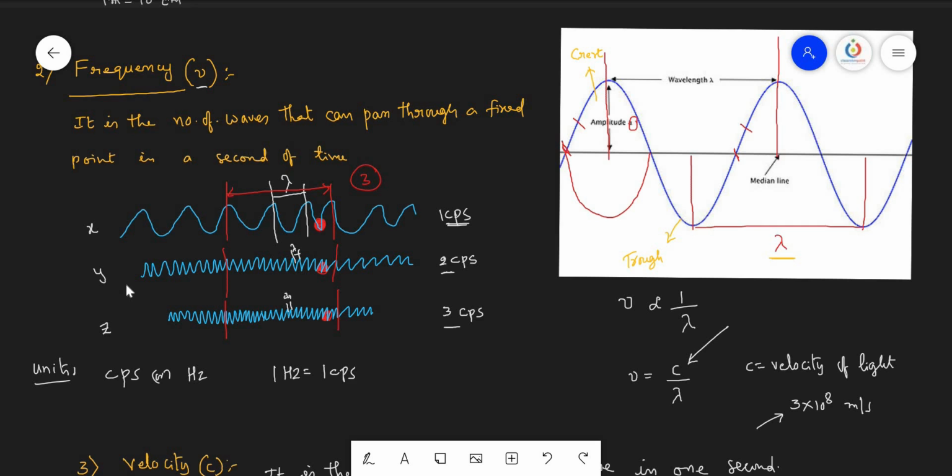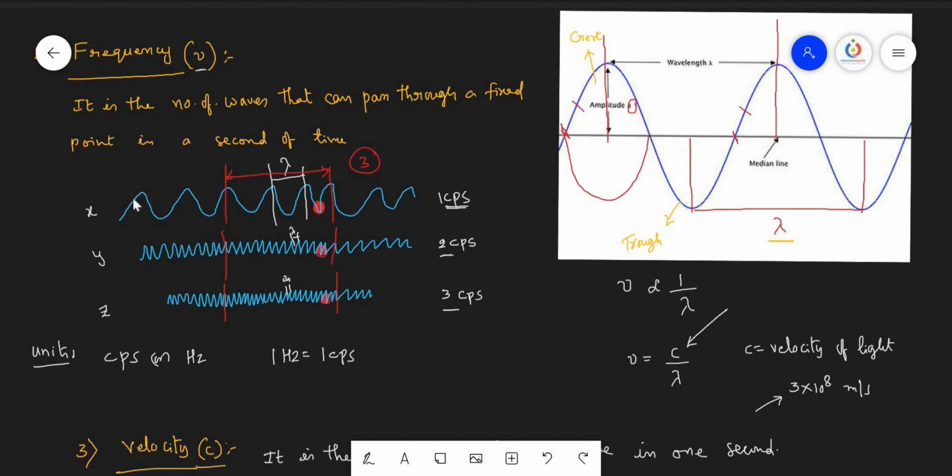And in the case of the y light, more waves are passed. Just imagine there are 2 cycles per second. In the case of the z, 1, 2, 3 are passed. So, we say that 3 cycles per second. So, the unit for frequency, cycles per second, is hertz. 1 hertz equals 1 cycle per second.